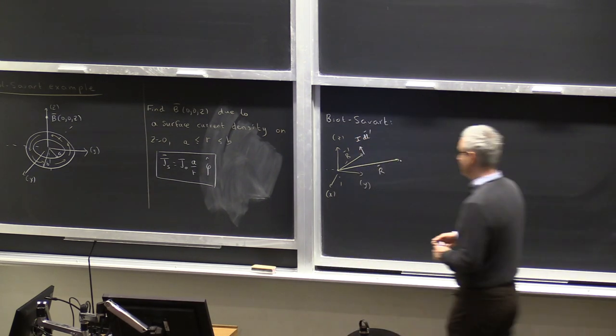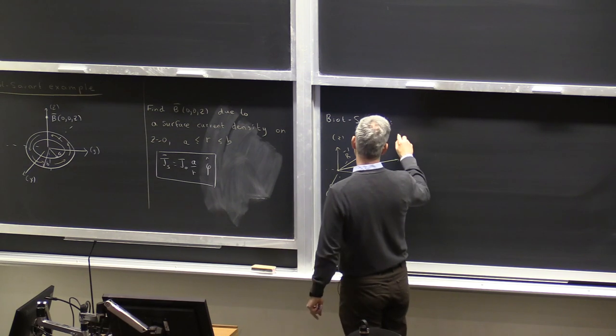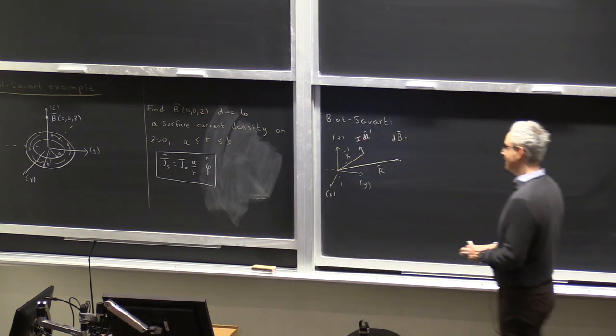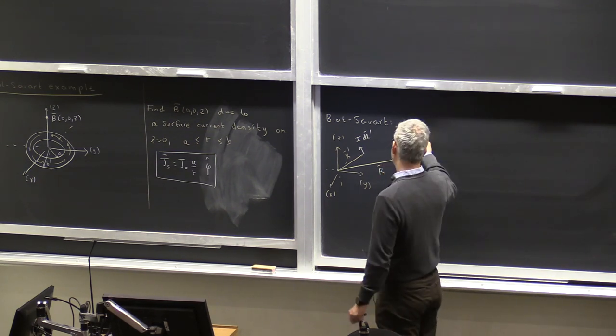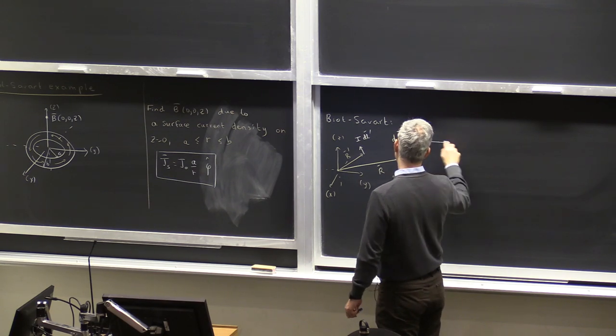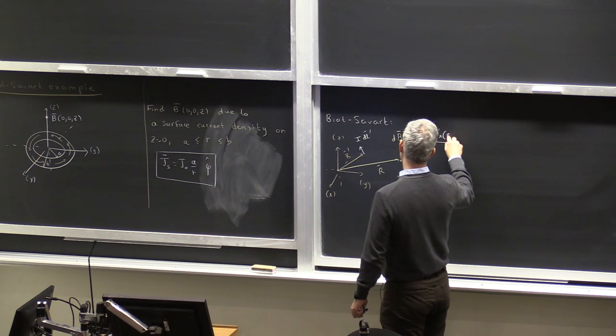And it says that the elementary magnetic flux density dB produced by this elementary current is equal to mu naught by 4 pi, I dl prime, r minus r prime, divided by the magnitude of r minus r prime cubed.